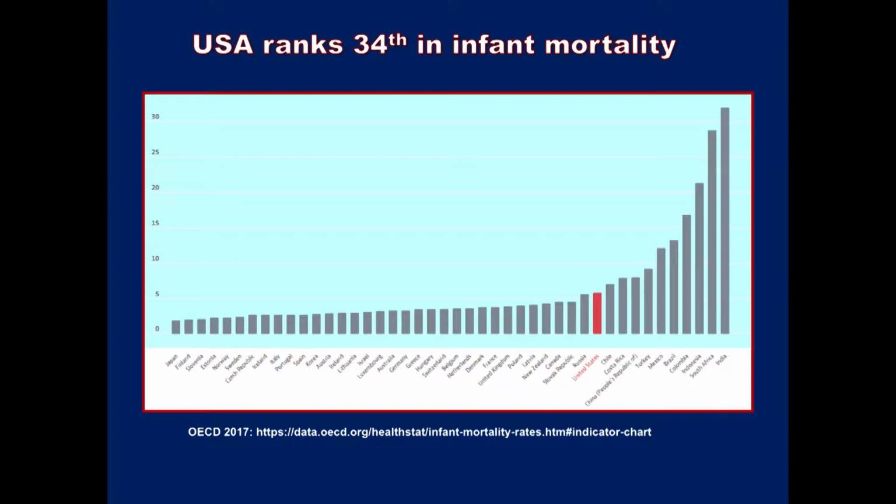And one of them is infant mortality. If you look at the red line here, the bar here, this is the United States, and how we are doing in terms of infant mortality. We are number 34 in infant mortality. All right, even though we are spending a lot of money. So that is not good.